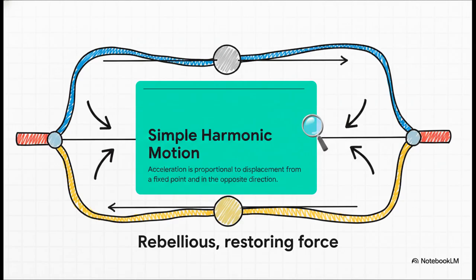It occurs when an object's acceleration is directly proportional to its displacement from a fixed point, and, this is absolutely crucial, it acts in the opposite direction. I really want you to visualize this opposite direction bit like a rubber band. Imagine an object attached to a rubber band. The further you pull it away from the center, so the greater the displacement, the harder that rubber band snaps back. It's this stubborn, rebellious, restoring force that is always pulling the object back to the center line.